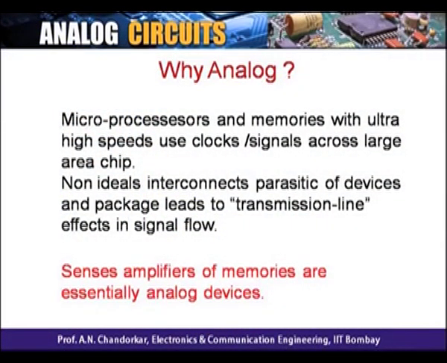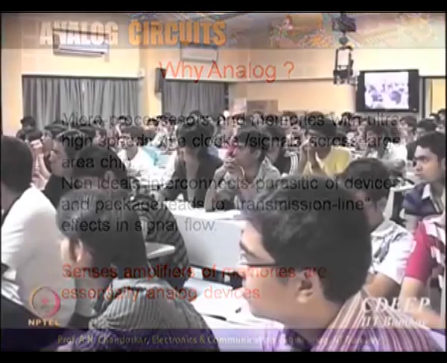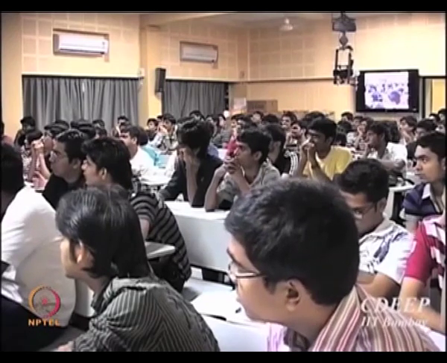I already said that microprocessors and memory with ultra high speed use clock signals across the chip. The major worry: the chip is 2 centimeters, I just said. What is the length of interconnect on an Intel chip? Anyone guess? Interconnect means a line taking a signal from one point to the other. What is the maximum length available on the chip? Nanometers? Typically, an Intel processor has 1 kilometer length of interconnect on the chip.